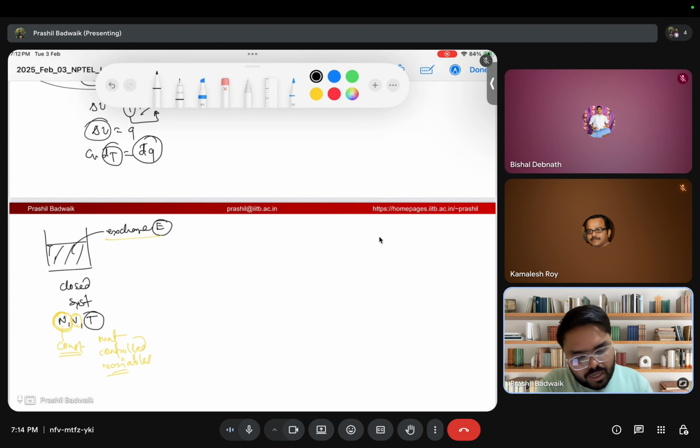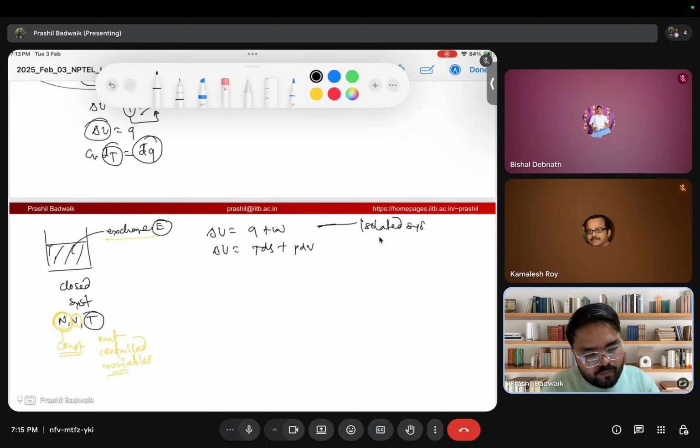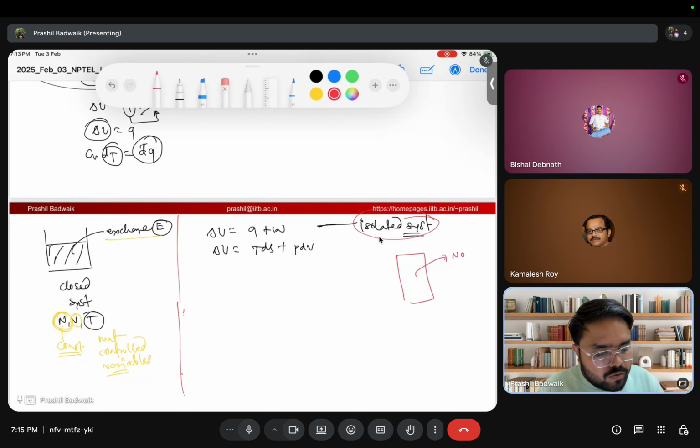And what is the equation? We know that delta U is equal to Q plus W, right? Delta U is equal to TdS plus, correct, PdV, correct? This is for an isolated system. For the instant, please consider another system, for example, an isolated system where there is no exchange of energy with the surrounding, no energy and mass exchange.